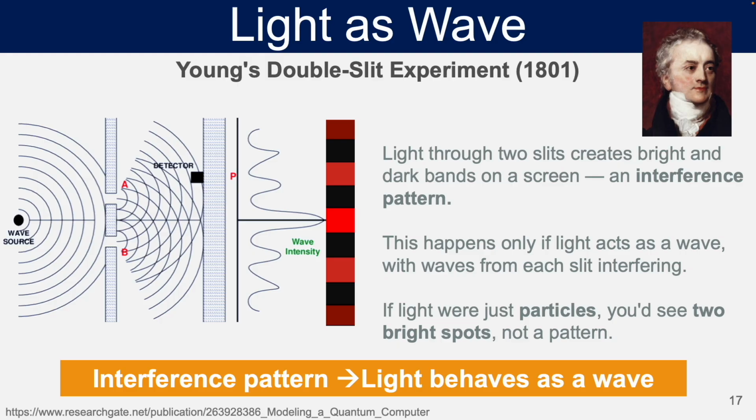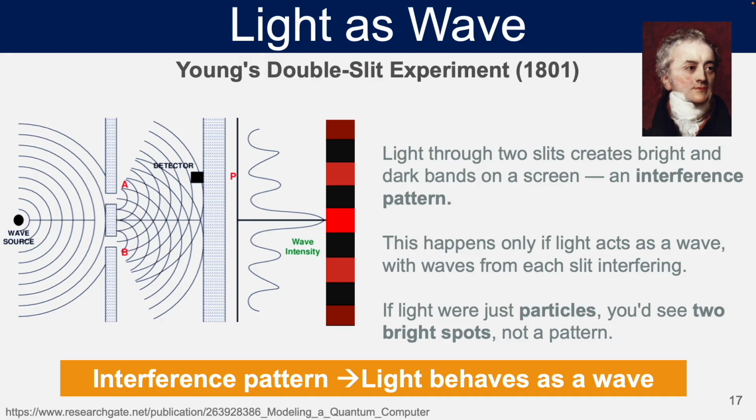A good way to picture this is with water waves. Imagine dropping two stones into a pond. Each stone creates a ripple that spreads out. Where the ripples meet, sometimes the crests add up to make a higher wave. That's constructive interference. Other times, a crest from one meets a trough from the other, and they cancel. That's destructive interference. The spacing between ripples is the wavelength.